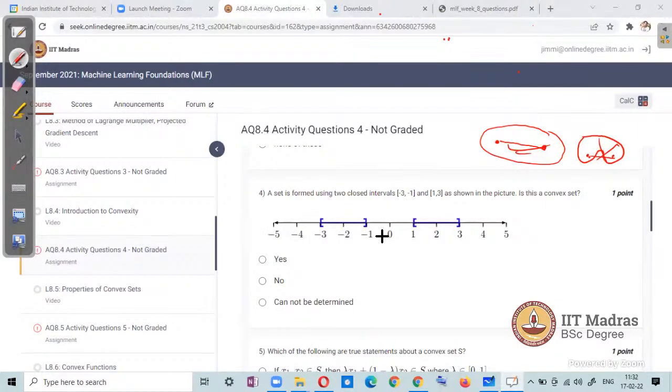Like that only. Here we see that points lie from here to here and a few points from here to here, so it's a discontinuous set.